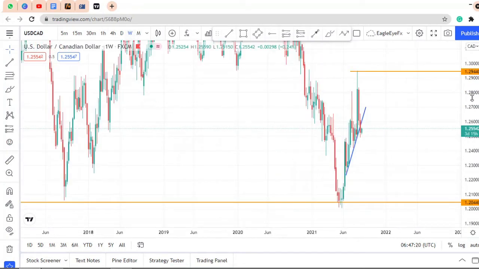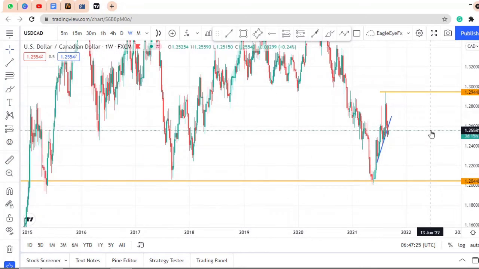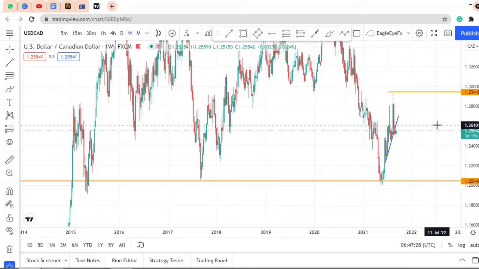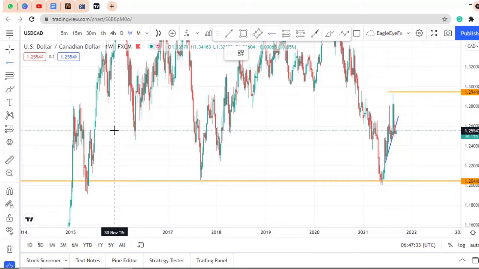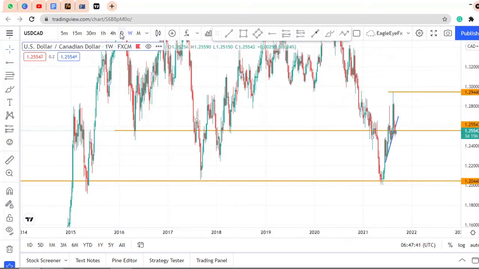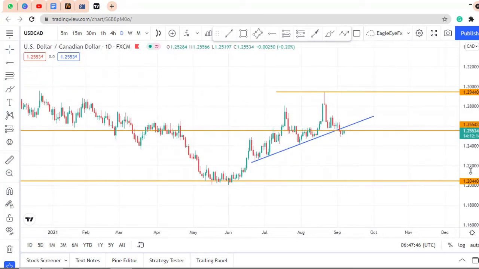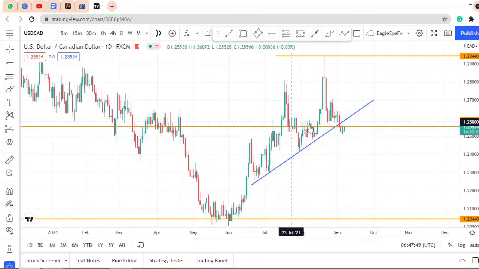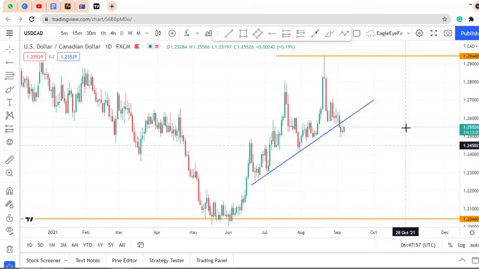So let me go back to the weekly, sorry, and try and see if we can draw some zones here. Okay, because I see a level here. Okay, and it's because of this and this. So let me go back to the daily time frame. Let's see. Okay, so that level is actually where the market is currently at, so no problem.